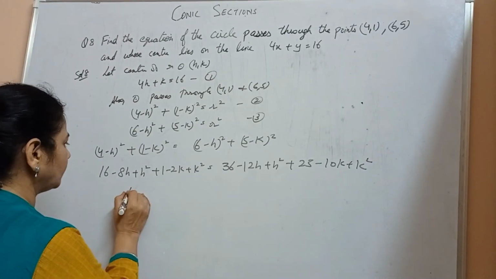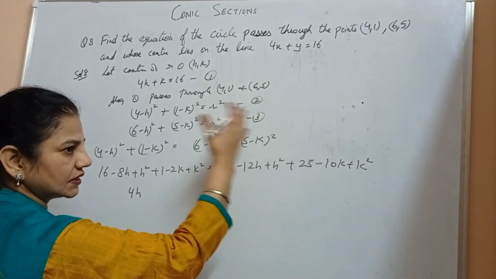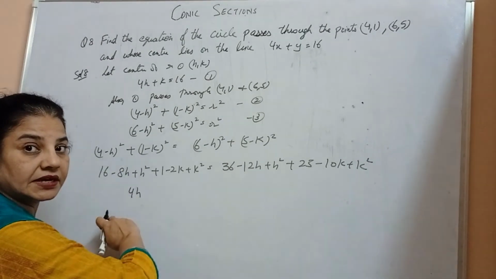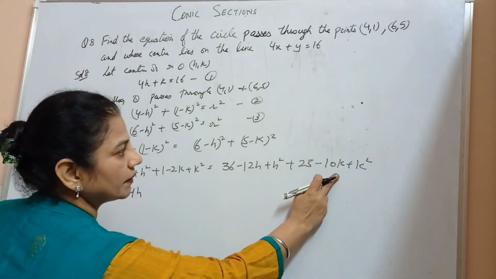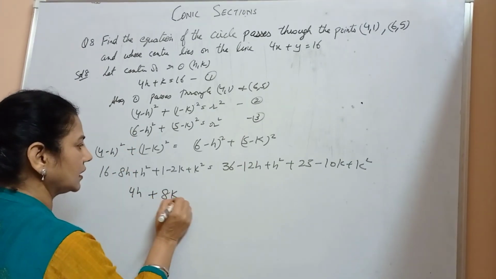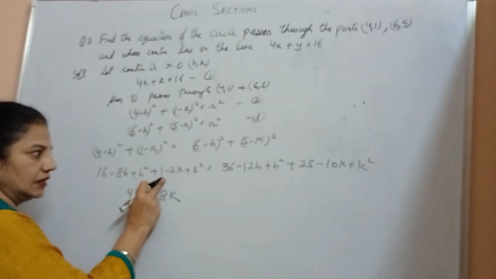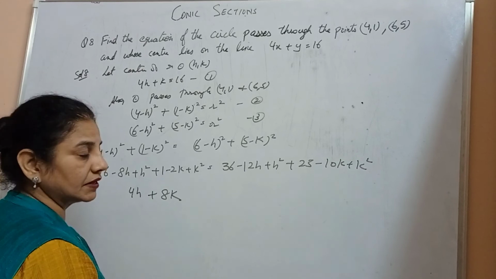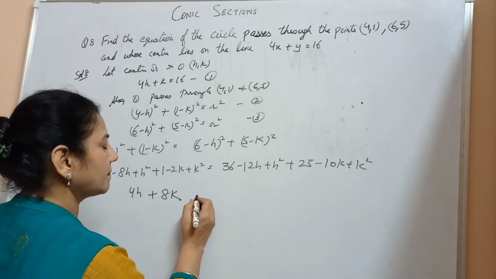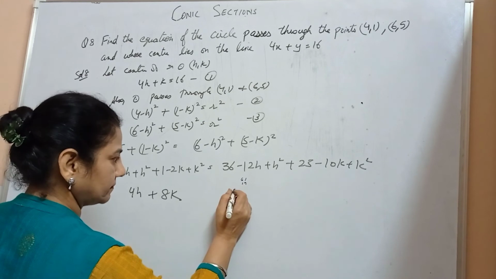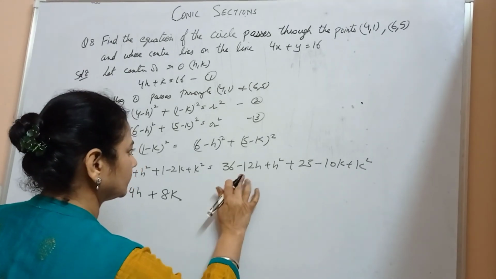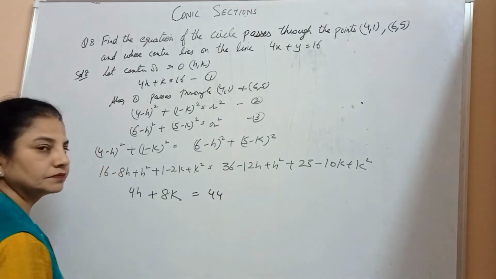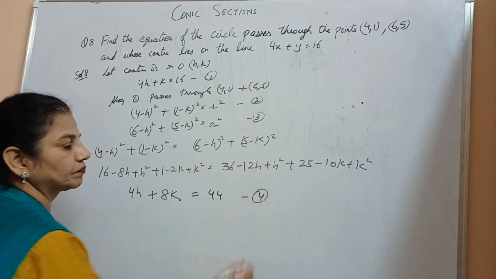I take all these things to the left hand side. So minus 8h and minus 12h will come to the left hand side, giving 4h. Minus 2k and minus 10k, here I get plus 8k. 16 plus 1 is 17, and here I have 36 plus 25 is 61. So 61 minus 17 is 44. 4h plus 8k equals 44. This is my equation number 4.